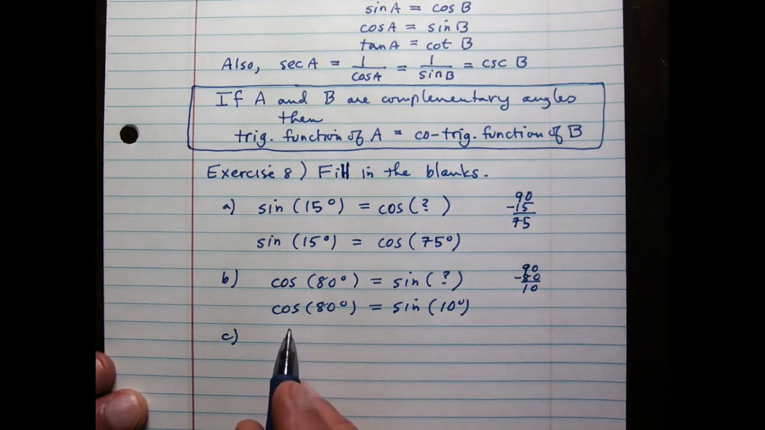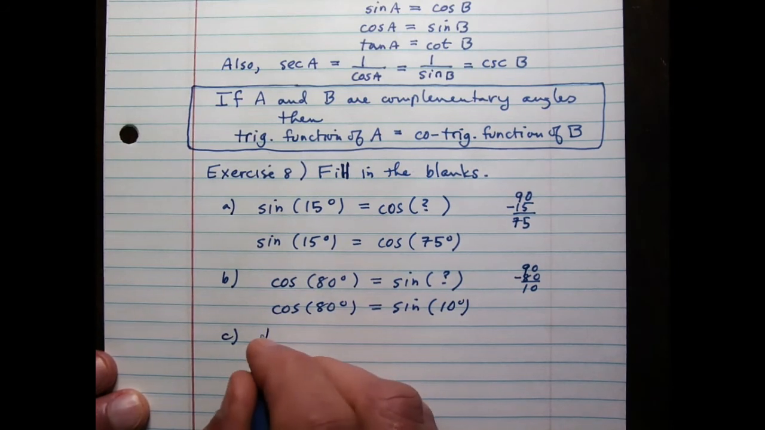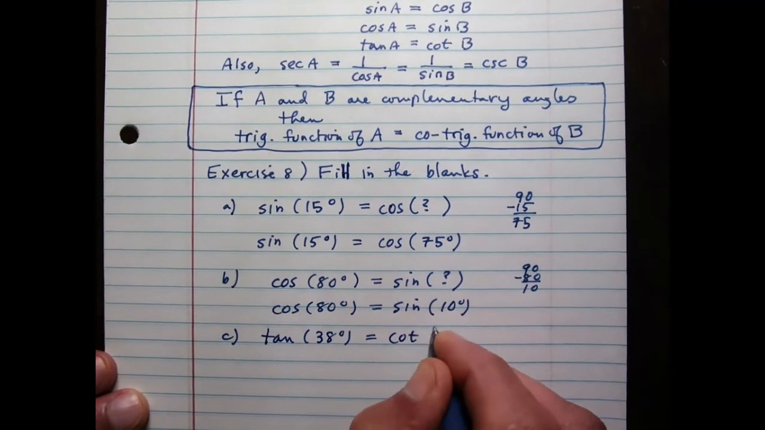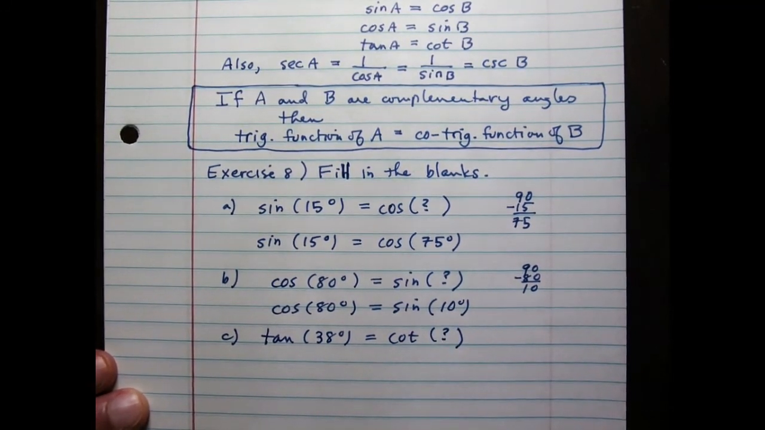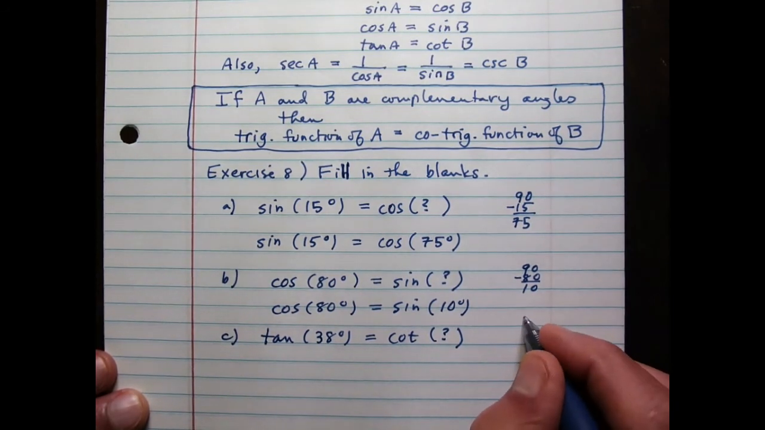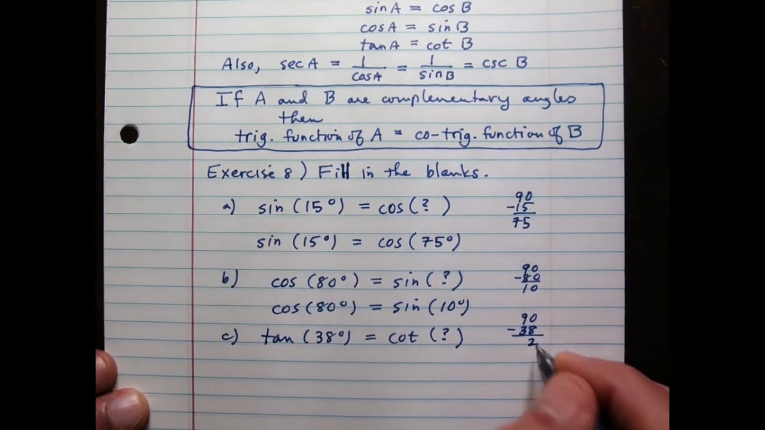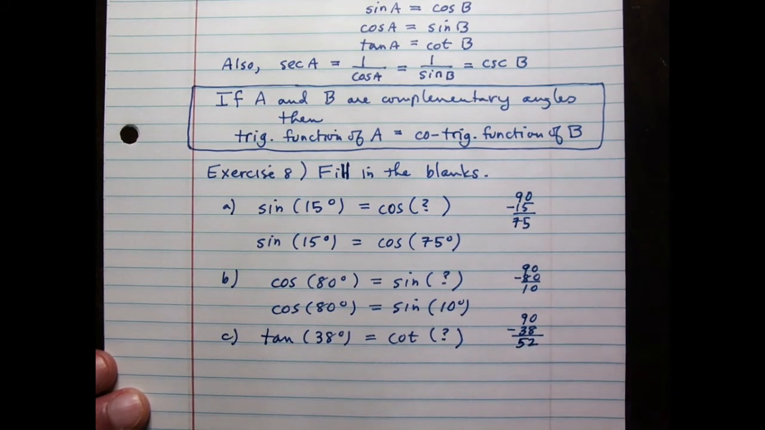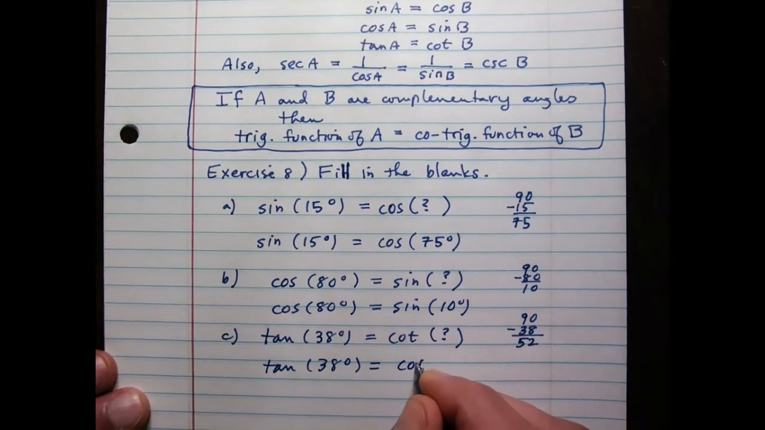Okay, so now C, tangent of 38 degrees equals cotangent of what? These are all the same kind of idea. Notice I have tangent and cotangent involved here. So if I take 90 minus 38, just be careful with your subtraction. I think that's 52, right? So tangent of 38 degrees equals cotangent of 52 degrees.